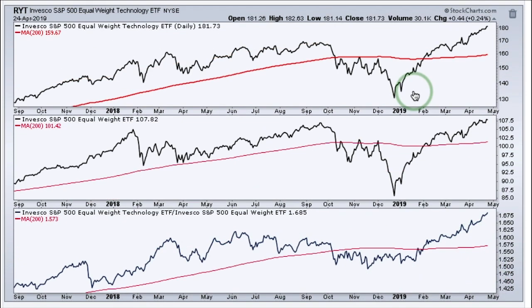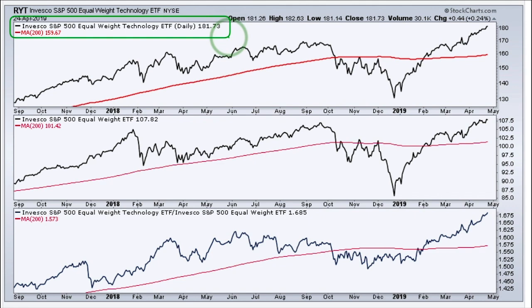Now, when it comes to high beta stocks, I think there's really one sector we need to go to, and that would be the technology sector. If we're going to look at the technology sector, we need to look at the equal weight technology sector. So I think RYT is as good a proxy as any for the high beta end of the market, or the higher risk, higher volatility stocks. You can also look at small caps because they tend to have higher betas and higher volatilities.